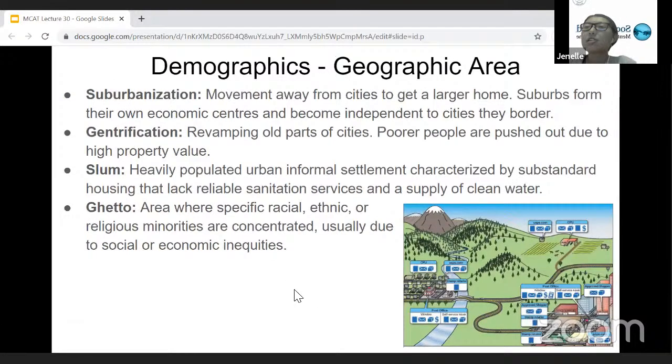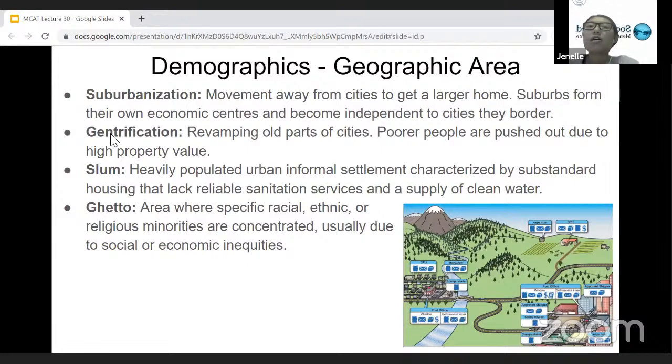Yes. And then continuing on, on top of urbanization, there is suburbanization, which is the movement away from cities to get a larger home. And suburbs actually form their own economic centers and also become independent of the cities they border. Usually that will be the time when commutes for the individuals in the suburb areas get longer because they're much farther away from the city than they were originally.